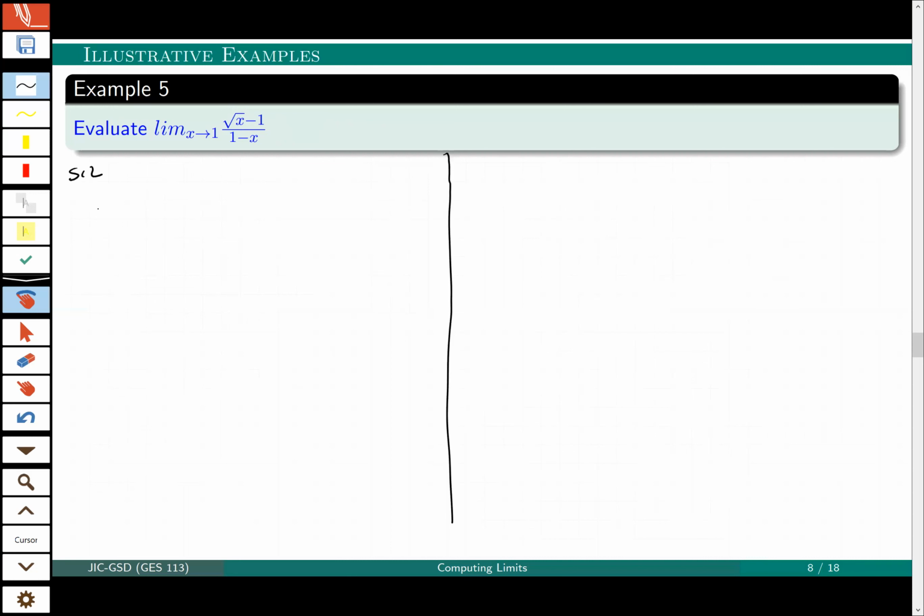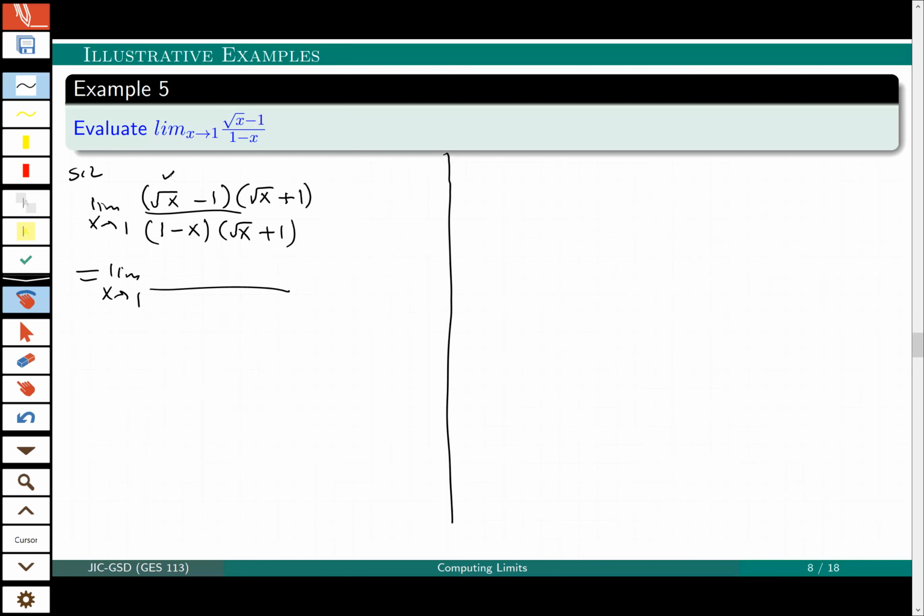So let's do it quickly. It's the limit when x goes to 1, square root of x minus 1 over 1 minus x. We multiply it by the conjugate, root x plus 1 over root x plus 1. So that will be equal to the limit when x goes to 1, square of the first is x, minus square of the second, which is 1. But we have to be careful here, as these are not identical. We need to make them identical.